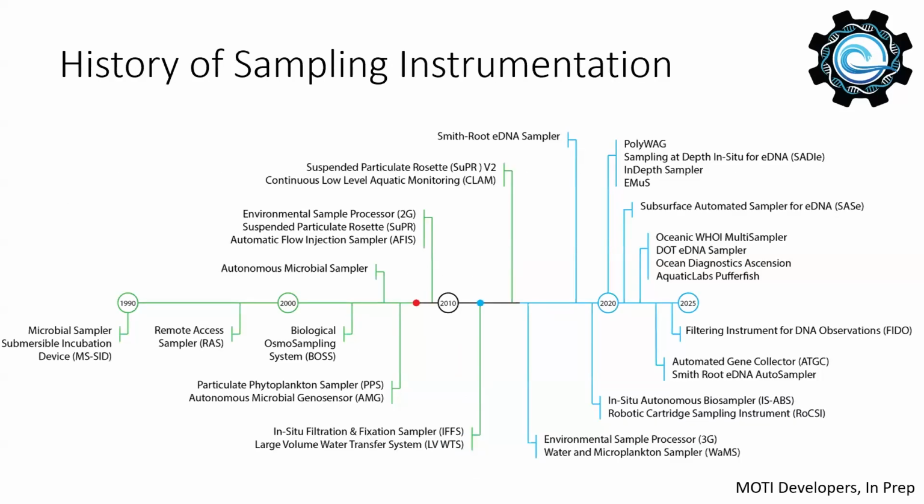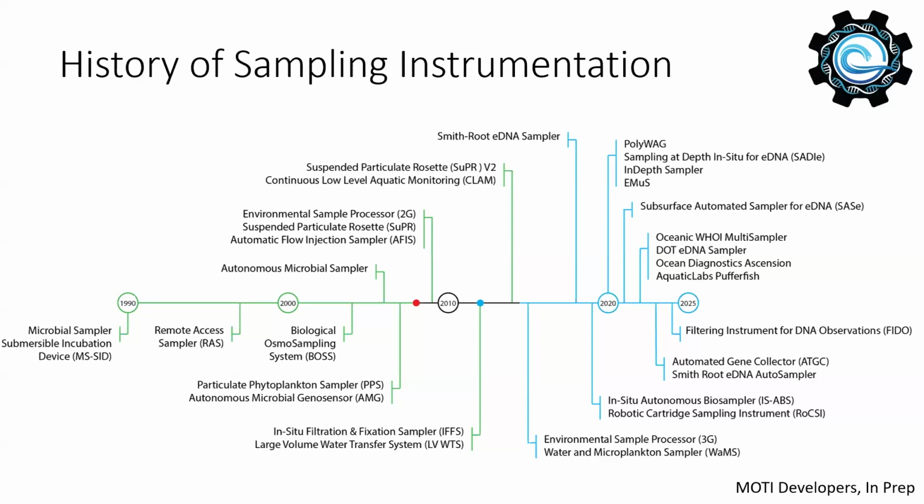So I want to give a little history of sampling instrumentation. Look at this timeline. Starting in 1990, think about that. That's 35 years ago, the first sampling incubation instrument, SID, was developed. And the submersible incubation device and all of the instruments that you see on the green lines were particularly developed for bacteria and phytoplankton studies in situ. But that was the basis for everything that's happening now.